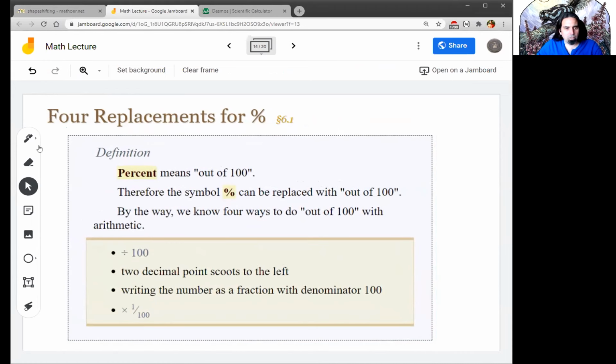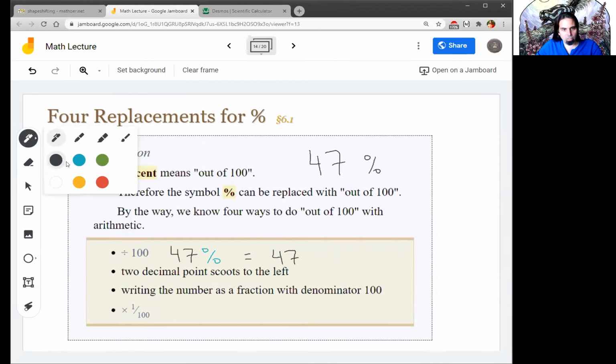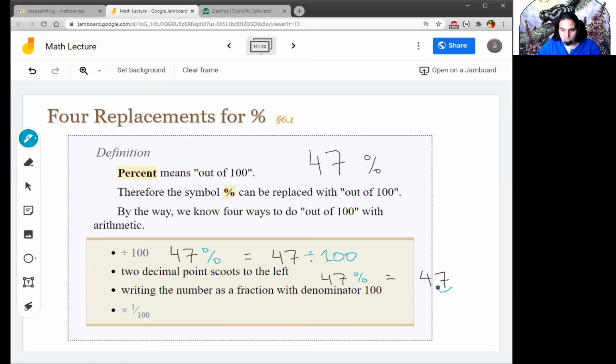So if I had 47%, I could say, well, out of 100 is just divided by 100. So I can take that 47% and peel off that percent symbol and replace it with divided by 100, because they mean the same thing. As we just saw, divided by 100 is also 2 decimal point scoots. So I could peel off the percent symbol and replace it by 47 with 2 decimal point scoots.